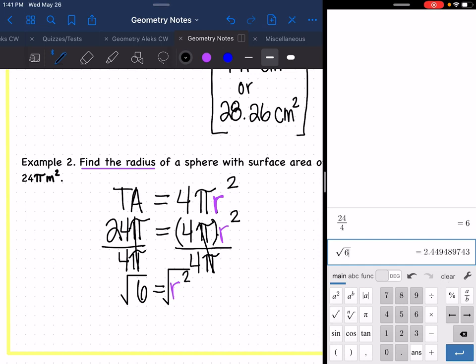Now, you could leave this as the square root of 6. More than likely, you'd be asked to round the 2.4494. That's probably more than enough that it's going to ask you to round. Let's say 2.45 centimeters.